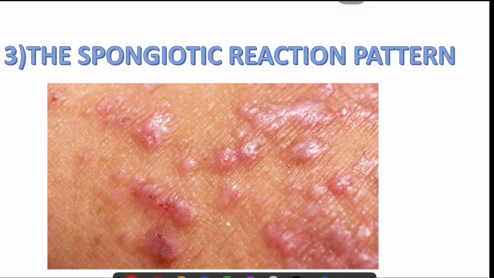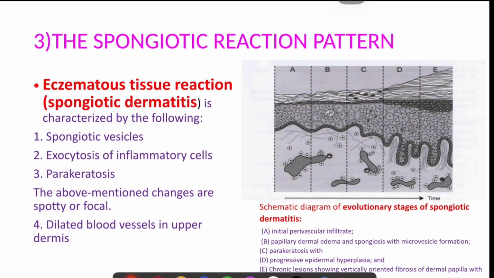Now the third pattern is the spongiotic reaction pattern. So here in this lesion you can identify some edematous lesion, and microscopically, mostly the example is the eczematous tissue reaction. So eczema is a spongiotic reaction pattern. It is characterized by spongiotic vesicles, exocytosis of inflammatory cells, parakeratosis, and these changes are spotty or focal, along with dilated blood vessels in the upper dermis.